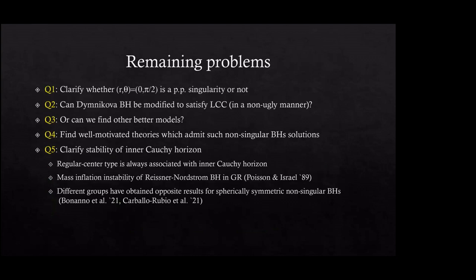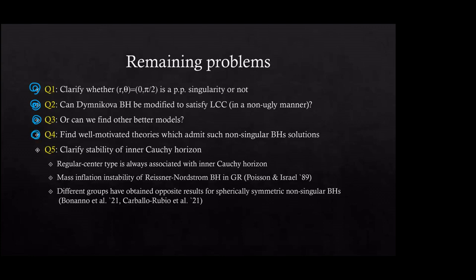And still there are several remaining problems. The first problem is, of course, to clarify the nature of the ring, if it is really a regular or curvature singularity. So to clarify if it is a PP singularity or not. And it is better if the Dymnikova black hole can be modified to satisfy the limiting curvature condition, but in a non-ugly manner, of course. Or can we find other better models?